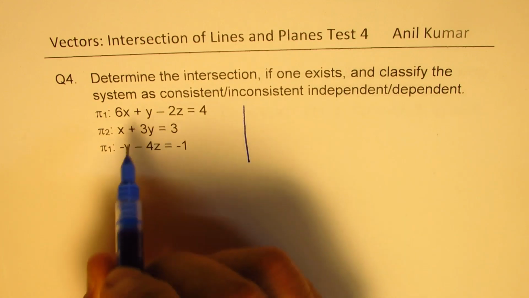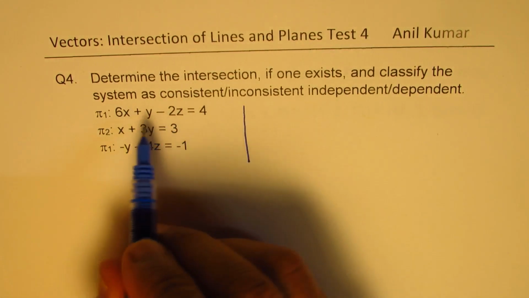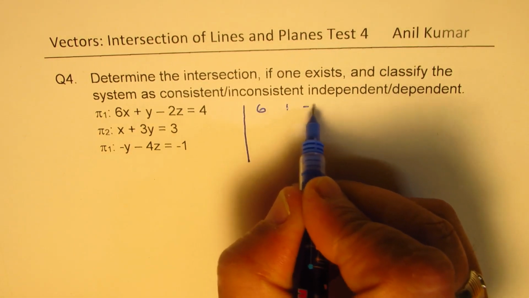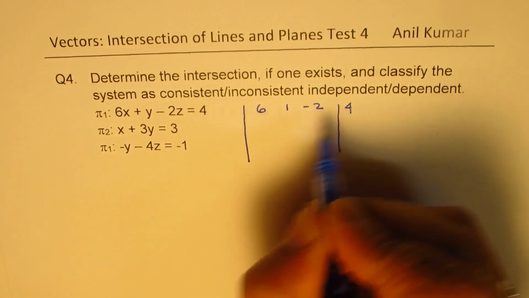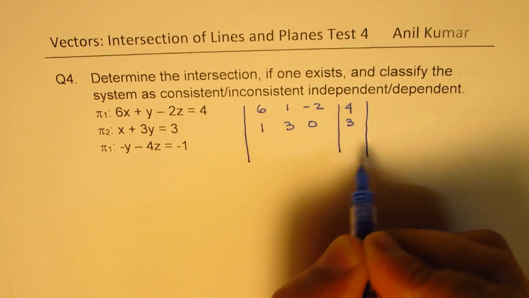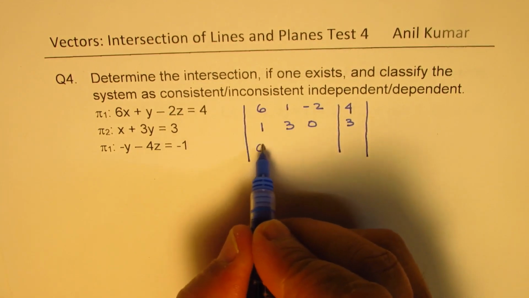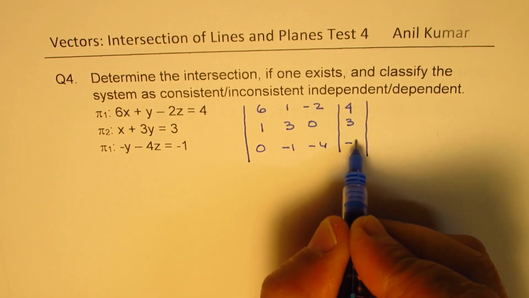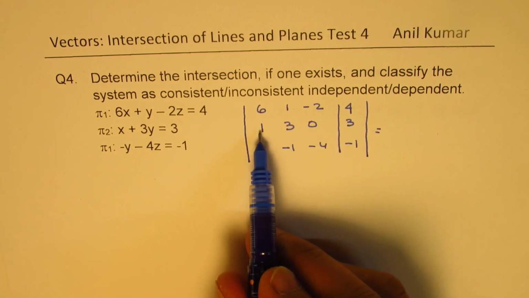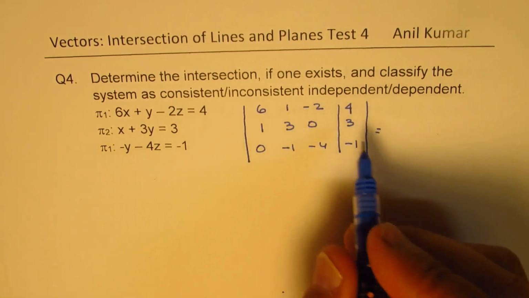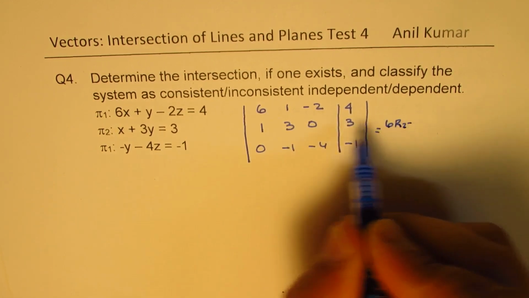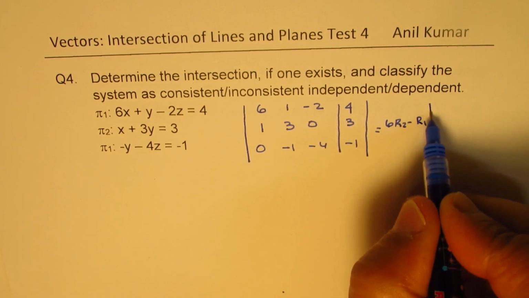So let me rewrite the augmented determinant in this case. 6, 1, minus 2, equals to 4. Here we get 1, 3, 0, 3. And here we have 0, minus 1, minus 4, minus 1. Now, we already have a 0 here. So first step, let's make that as 0. So to make this as 0, what we can do, we can multiply R2 by 6 and then take away R1, right? So this is what we could do.